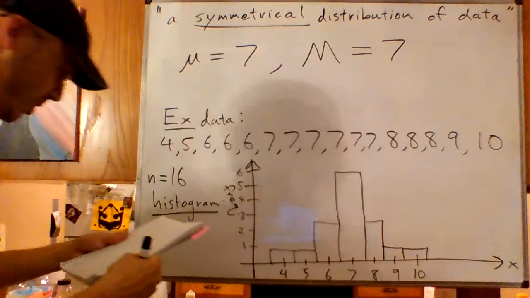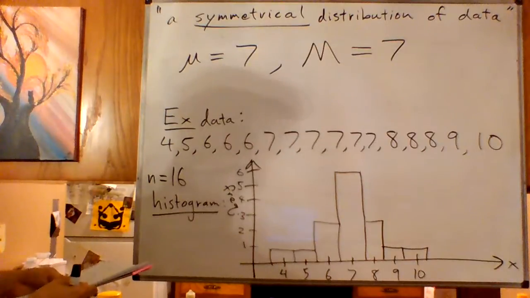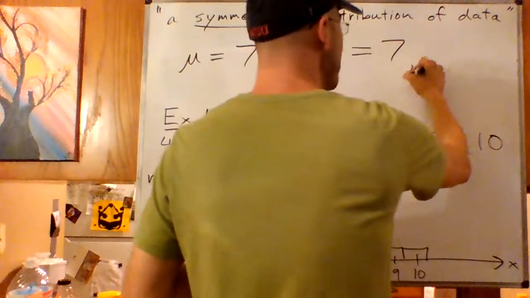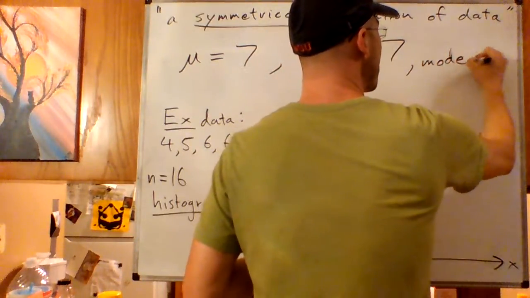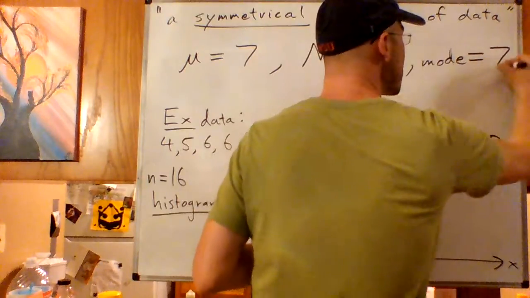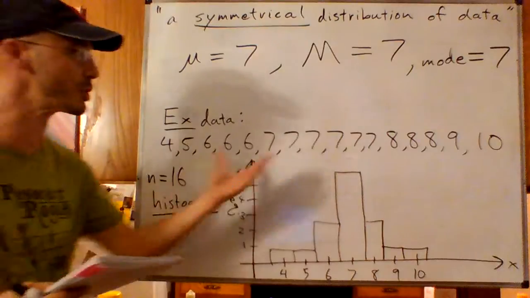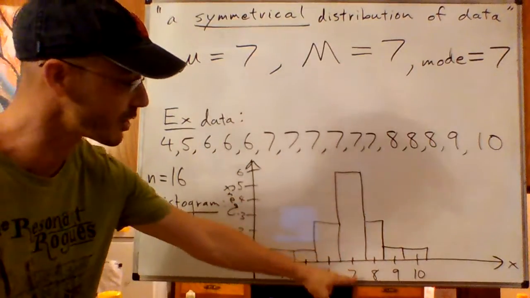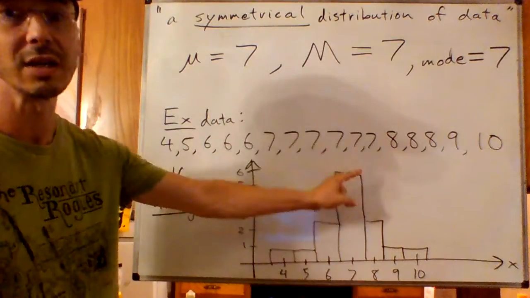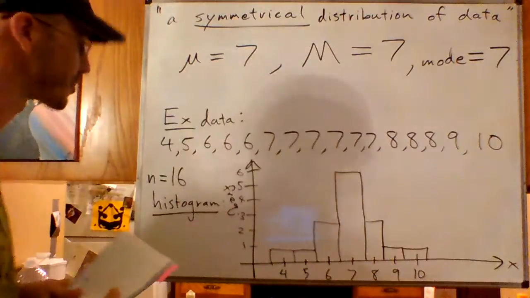And one more. I'm going to mention this also just to be a little complete about it. The mode is 7. I mentioned that earlier. There's more 7s than any other number, so it's the most frequent data value. And you can see it on the graph too. For the 7 block, it goes higher than any of the other ones.